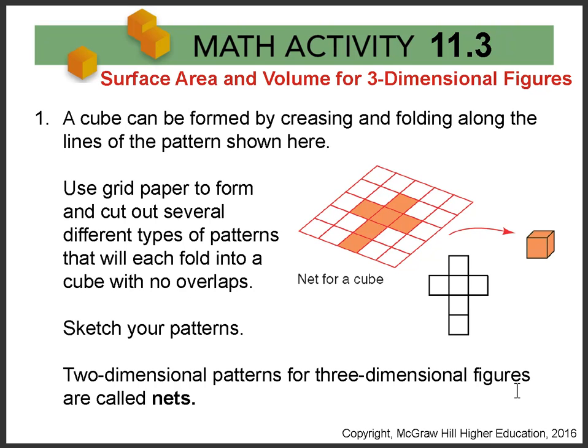In question 1, we start looking at nets. A cube can be formed if you take this shape here that's drawn on the grid paper, cut it out, and fold it up. It will make a cube with no overlaps. This two-dimensional representation that folds into a three-dimensional shape is called a net. This is one net for a cube. There are many nets for cubes.